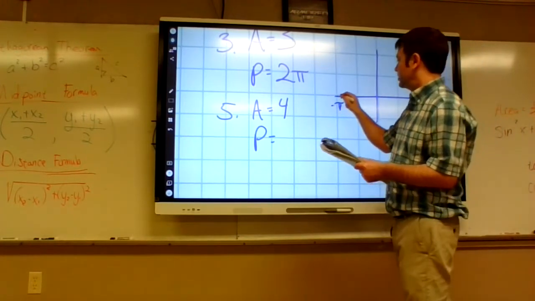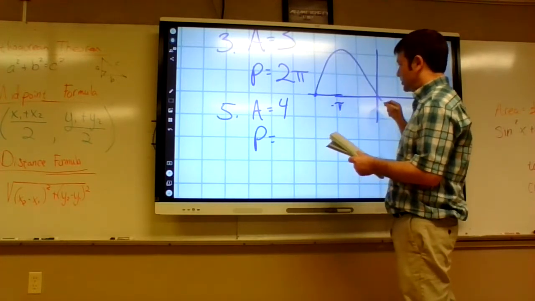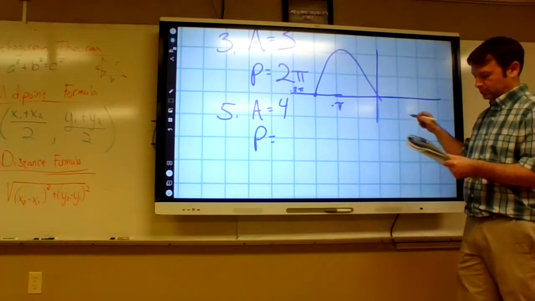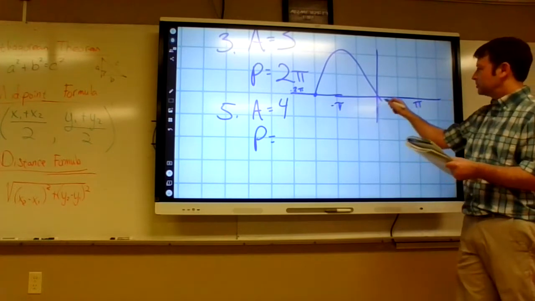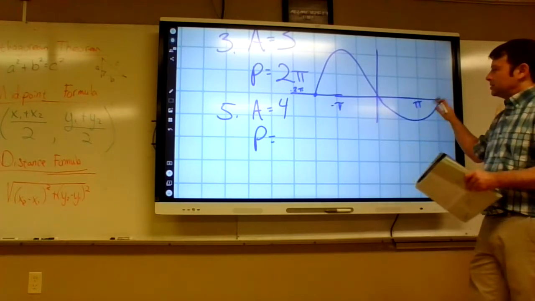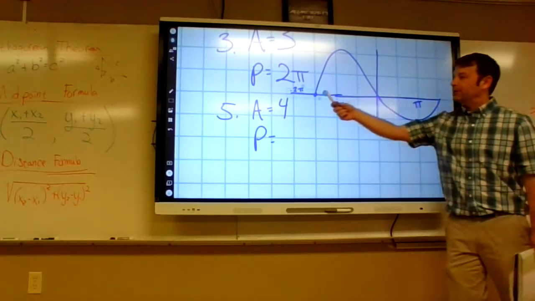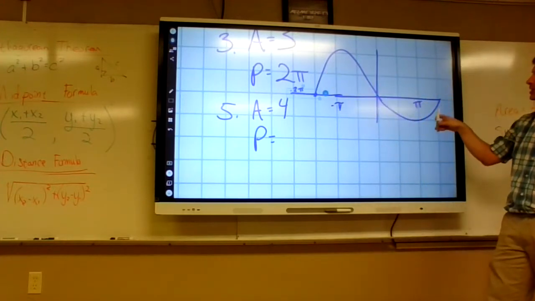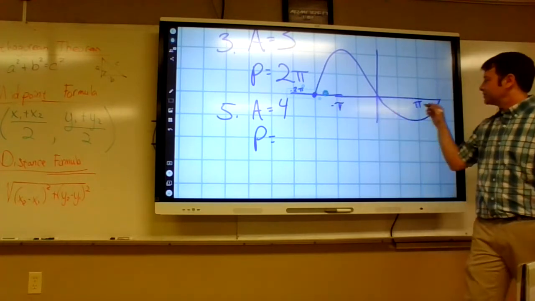There's negative pi. It's going right there. This is negative. There's pi. Okay, anyway. From here to here, I didn't draw it very well. From here, it's going up through the graph. From here, it's going up through the graph again. So, how far is it from there to there?